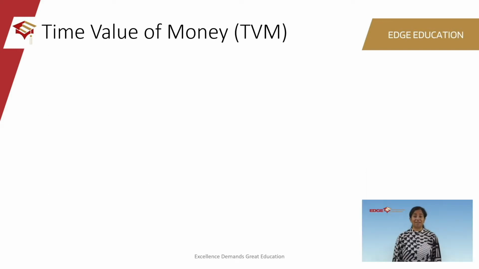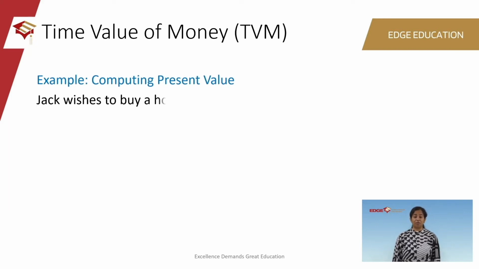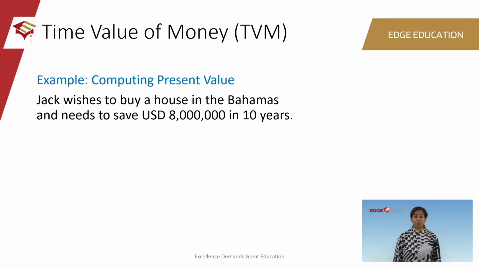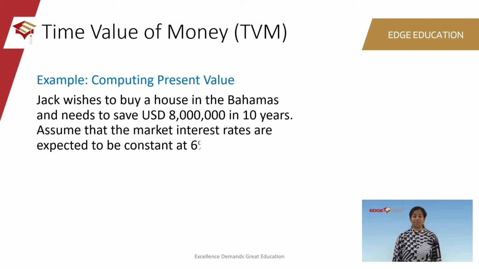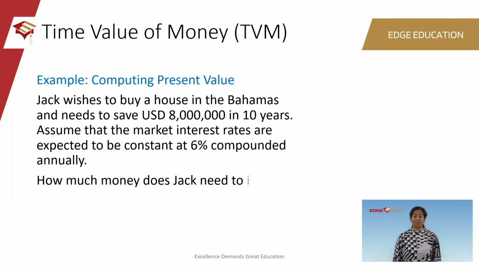Let's take a look at examples on how to do this. Our first example would be to compute present value. Jack wishes to buy a house in the Bahamas and needs to save USD 8 million in 10 years. Assume that the market interest rates are expected to be constant at 6% compounded annually. How much money does Jack need to invest today to buy his dream home?